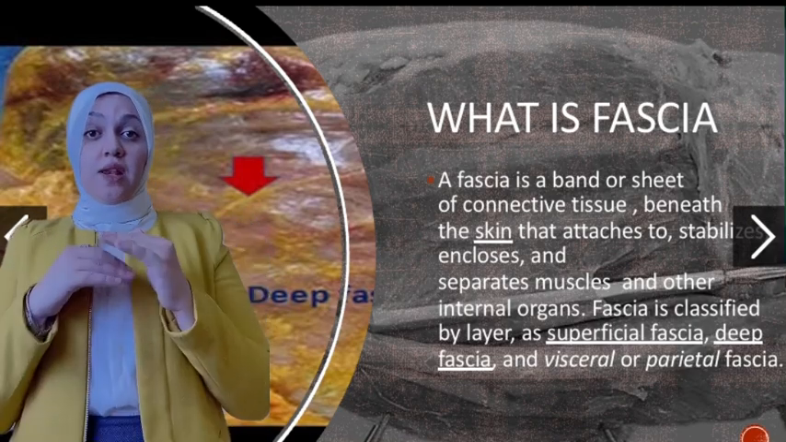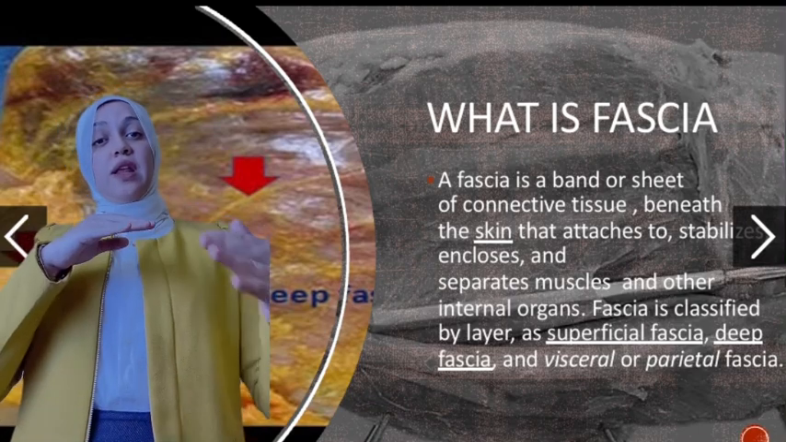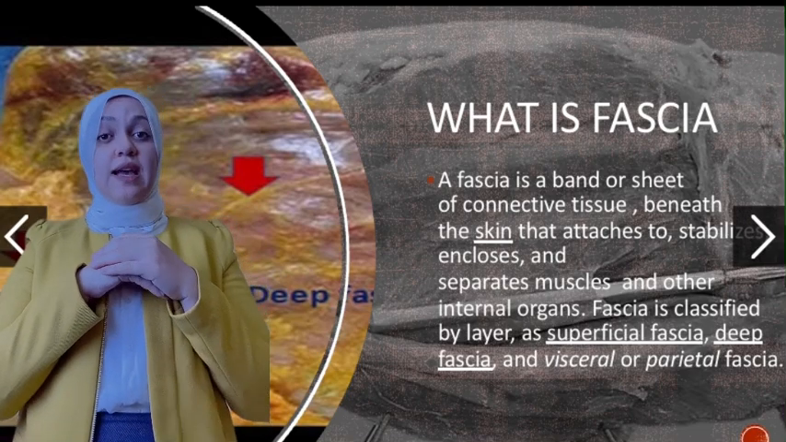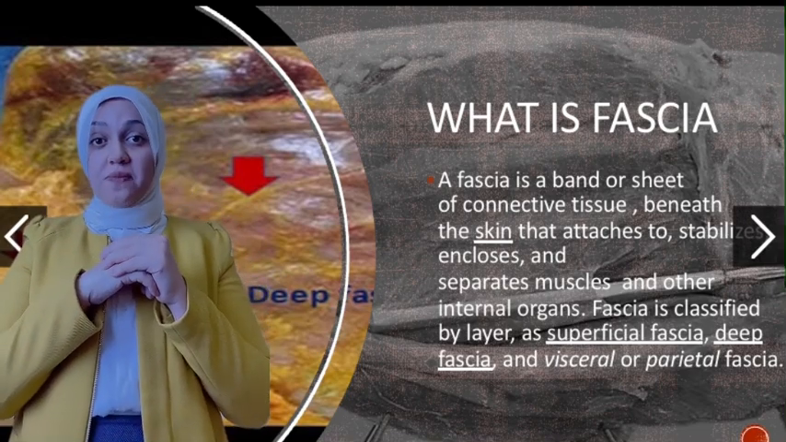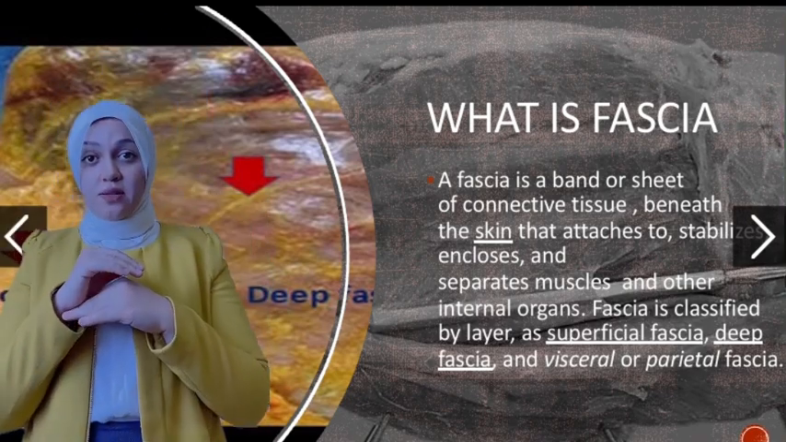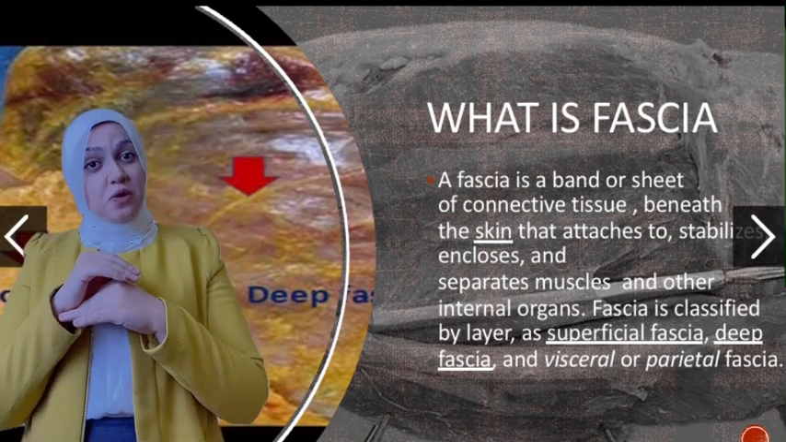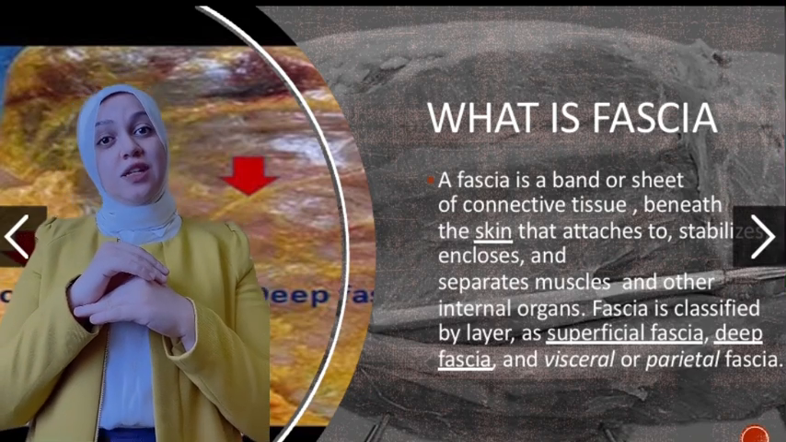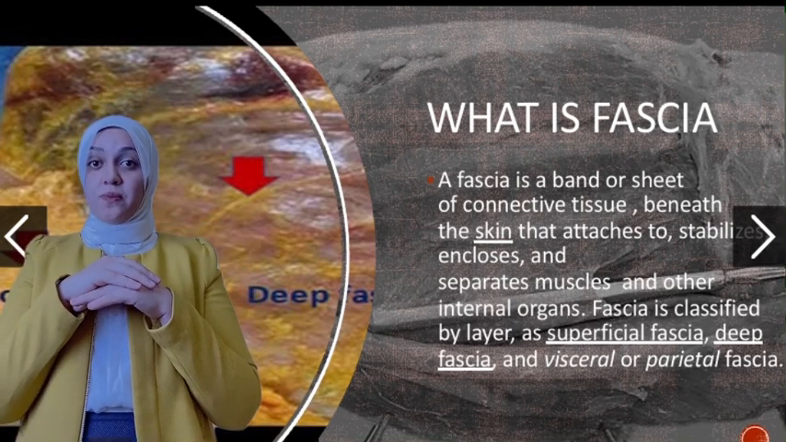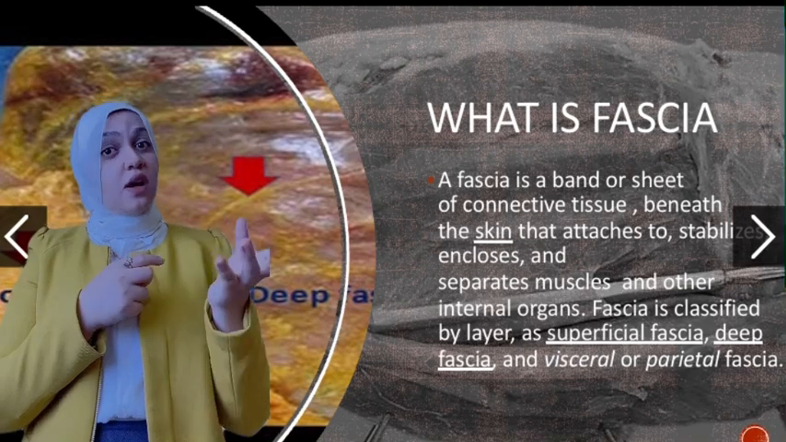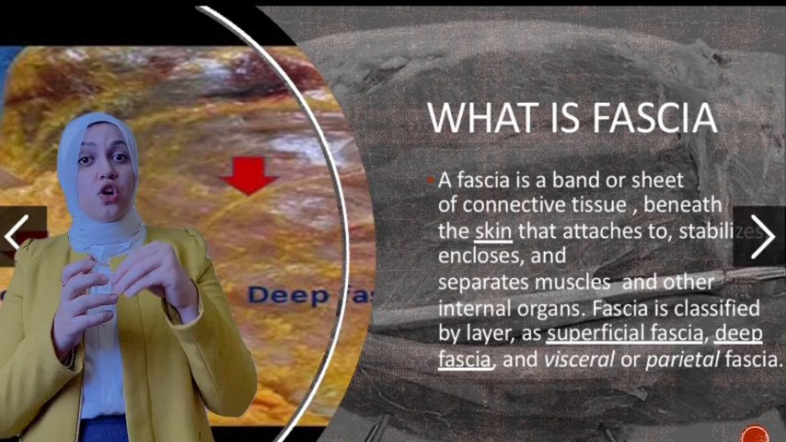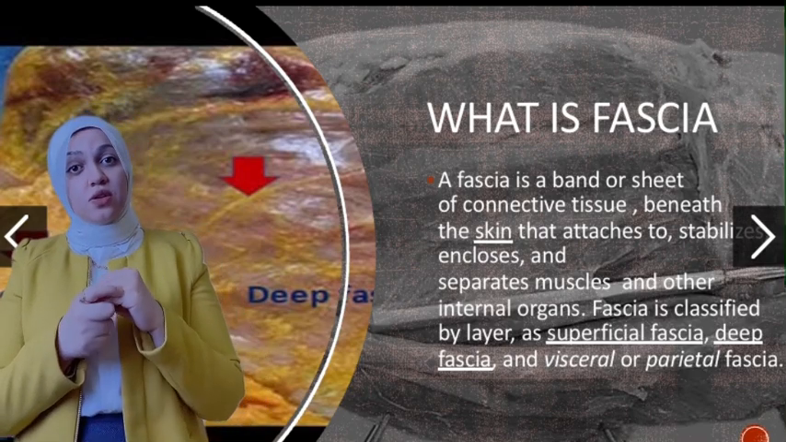Fascia is classified by layer into the layer just beneath the skin, which is superficial to everything else, and is so-called superficial fascia. The layer beneath it, which is deeper, is called exactly deep fascia. So we have a superficial fascia and we have deep fascia. What about the layer that is inside your body, that envelopes the organs? It's termed internal fascia.